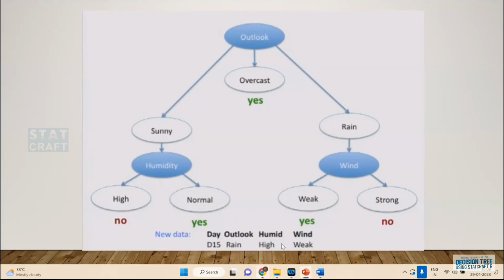Please be with me. This is the new data which I am giving to you. The outlook is rain, humidity is high, and winds are weak. Will John play tennis or not? Please say yes or no. Will John play tennis or not? Why no?